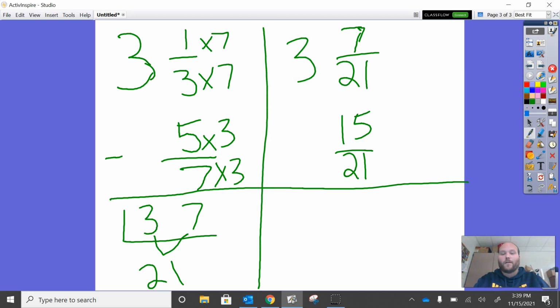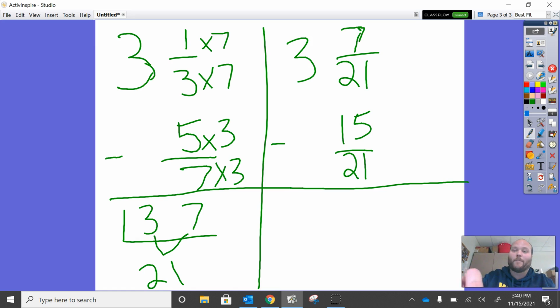Y'all, one thing I mentioned to class, and I mentioned this on the other video that got deleted: 3 and 7/21 is equivalent to 3 and 1/3, because all we did was multiply it. Same thing with 5/7. 15/21 is equivalent to 5/7. So now we have to borrow. You see, I have 7 minus 15. Can't do that. You can when you get to middle school, but not right now.